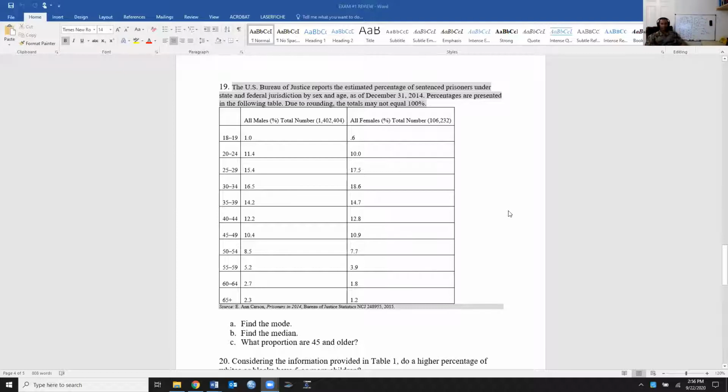Okay, good. Now let's go ahead and do C. What proportion of the distribution is 45 and older? Let's just do it for females.